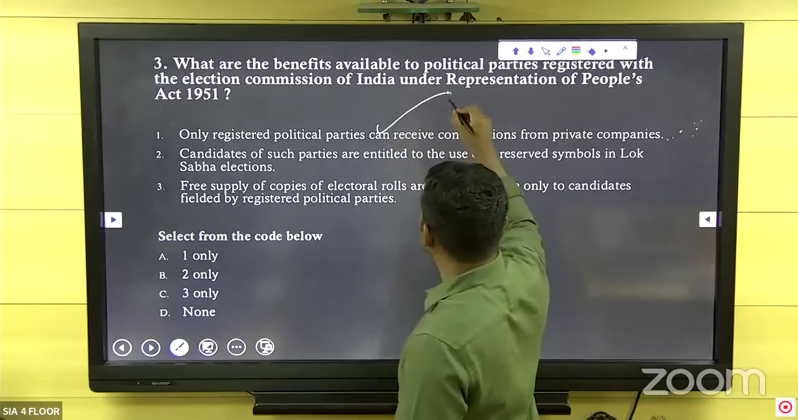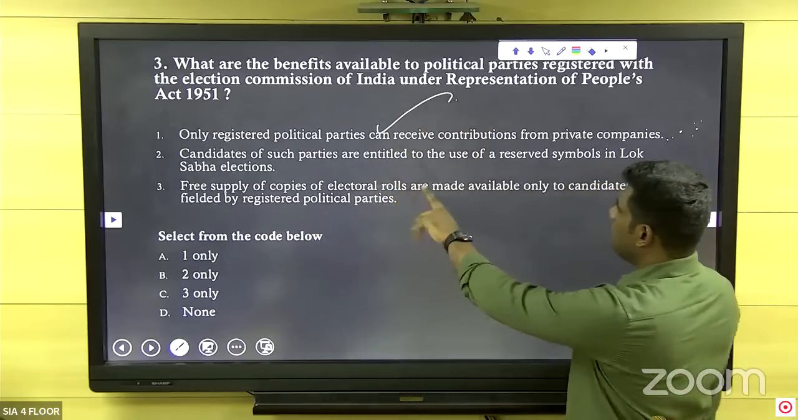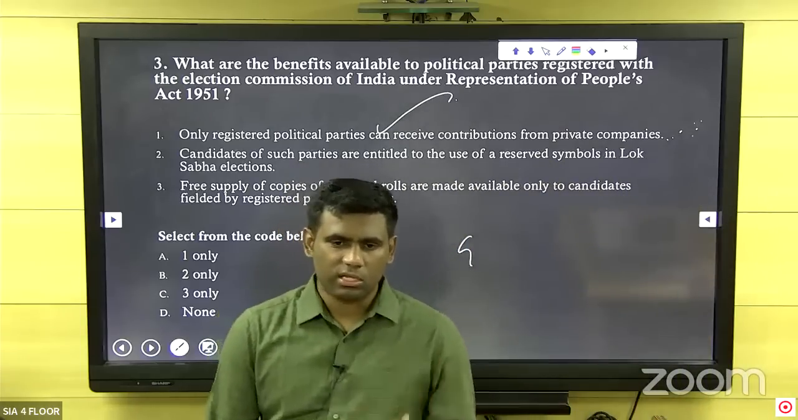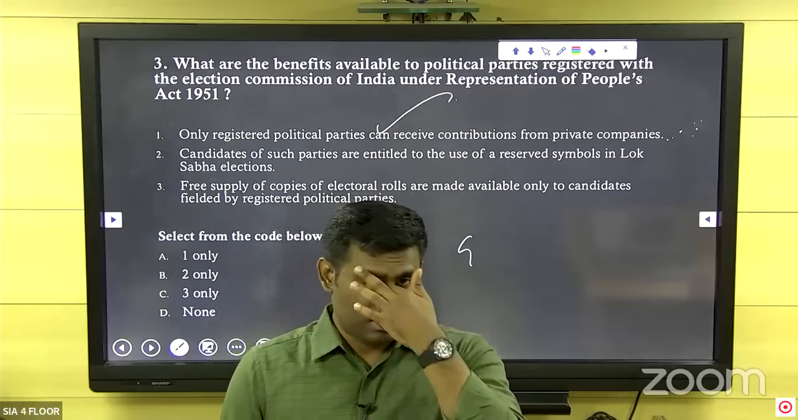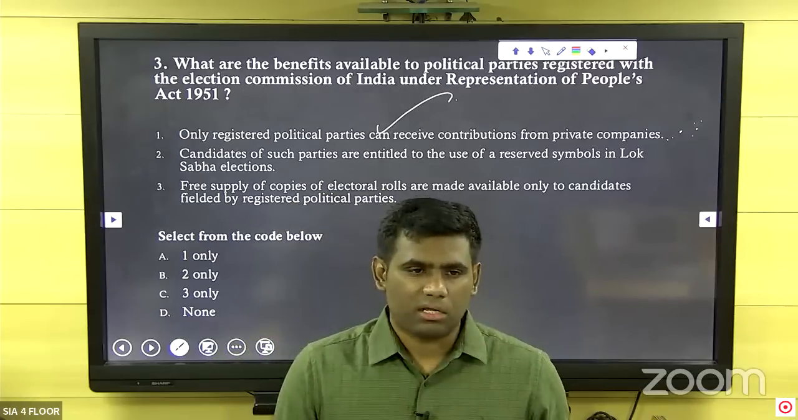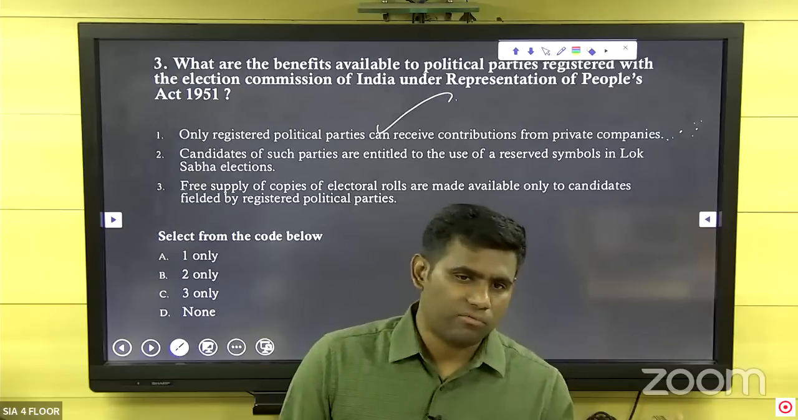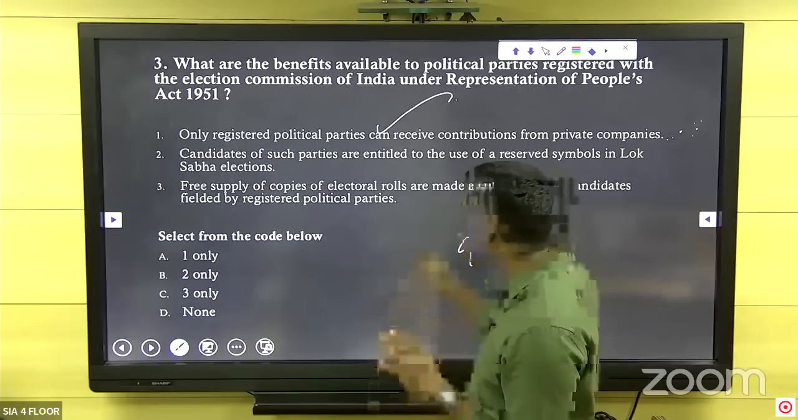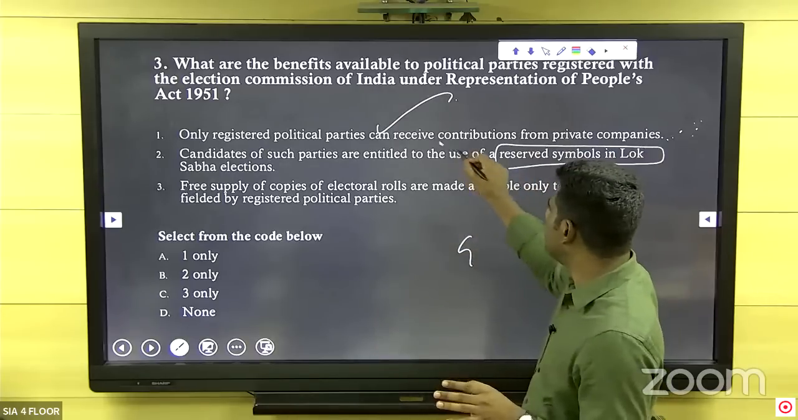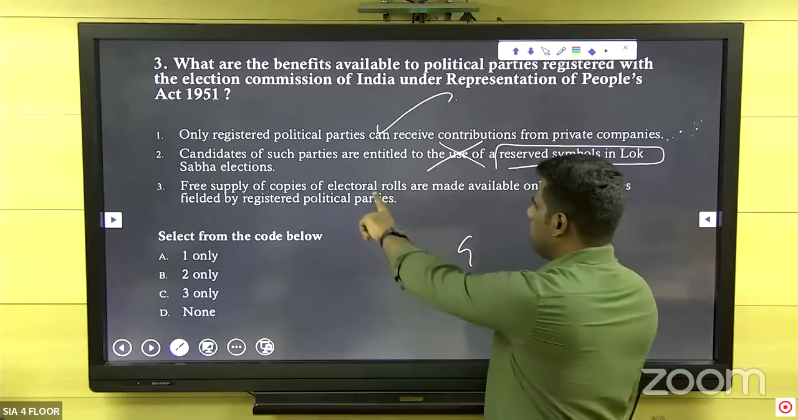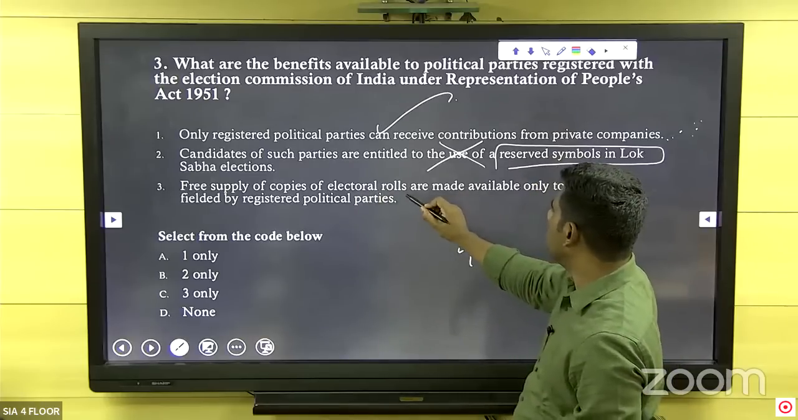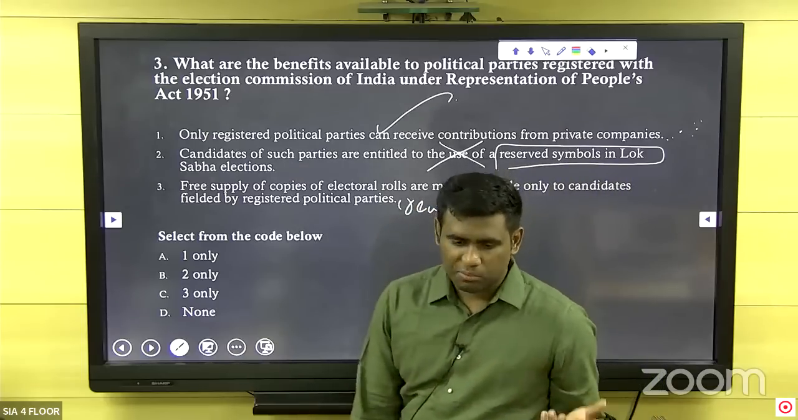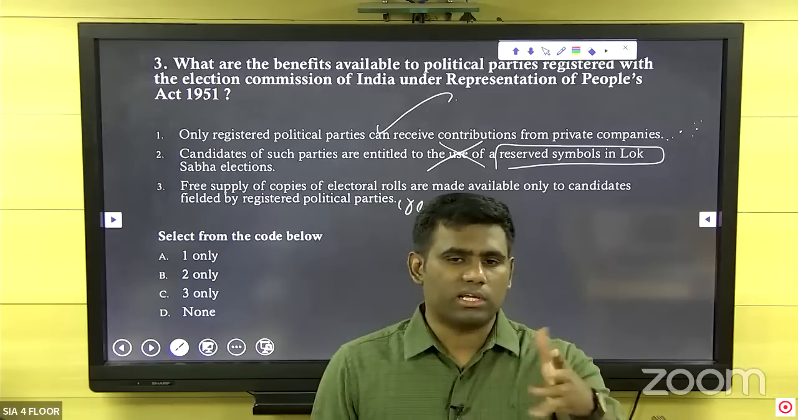Next: candidates of such parties are entitled to the use of reserved symbols in Lok Sabha elections. No, reserved symbols are only given to recognized parties, not to every registered party. Only parties which are recognized as either national parties or state parties are entitled to the use of reserved symbols, not simply registered parties. And this is also given only to recognized parties and not registered parties. It's only for national parties and state parties which are so recognized by the Election Commission.